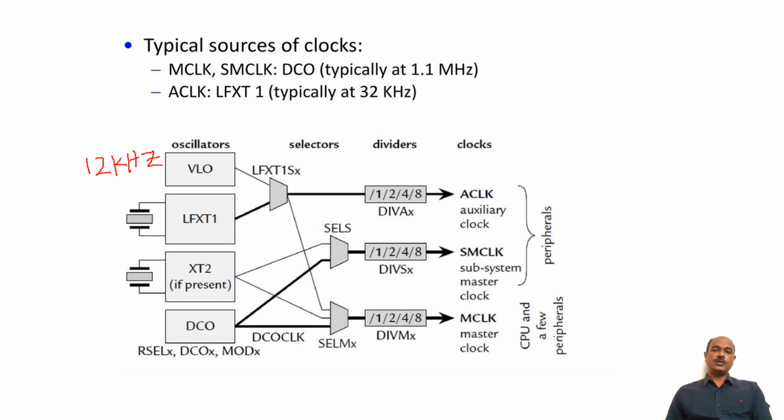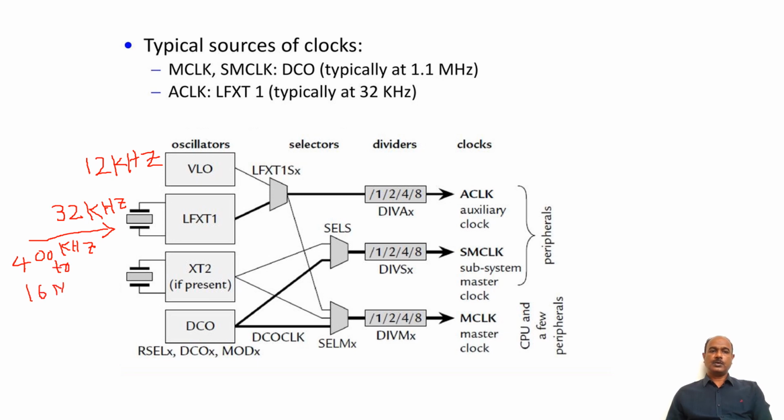Then this LFXT1, we need to connect an external crystal here. So what should be the value of the crystal here? Either we can connect a low frequency crystal of 32 kilohertz to this LFXT1, or directly we can give an external clock signal which can be in the range of 400 kilohertz up to 16 megahertz.